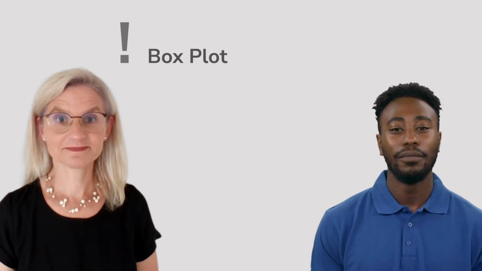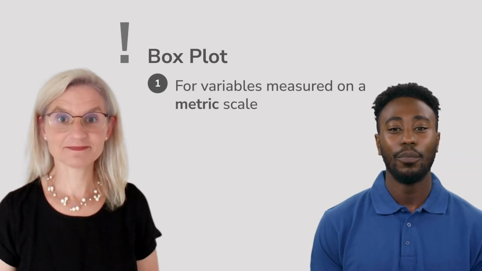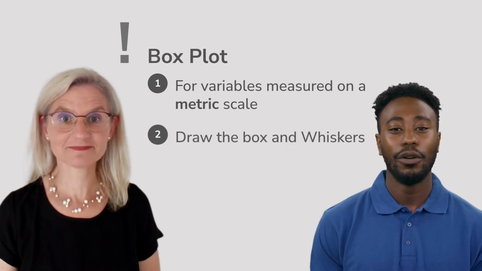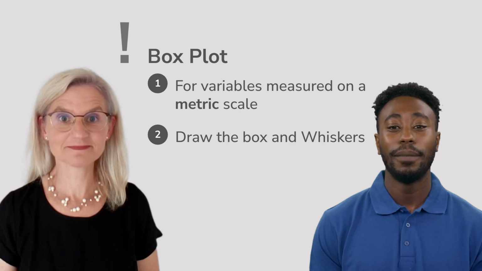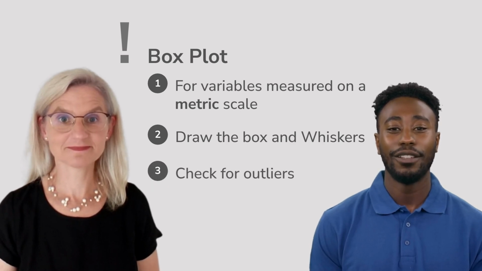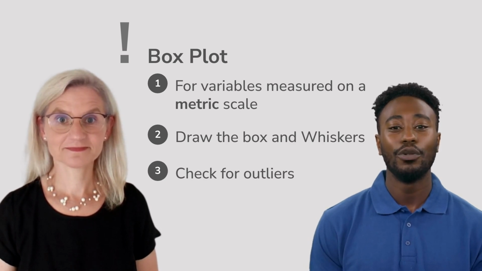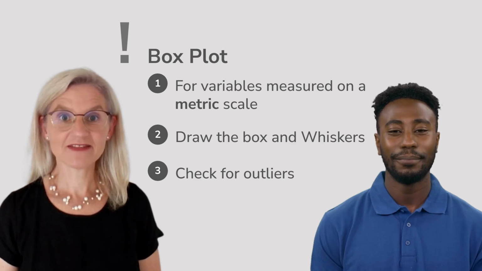So, to sum up, a metric variable can be visualized with a box plot. First, you draw the box, then the whiskers extending up and down, and finally, any outliers are plotted individually. I like how it shows the spread and that one super tall point at a glance. That's the beauty of it.